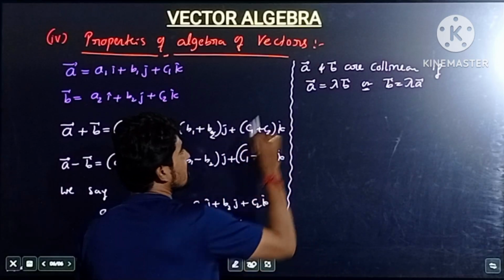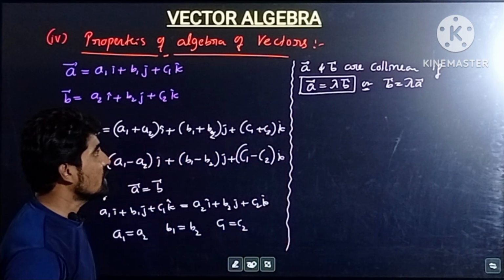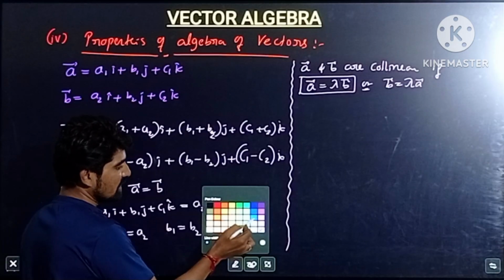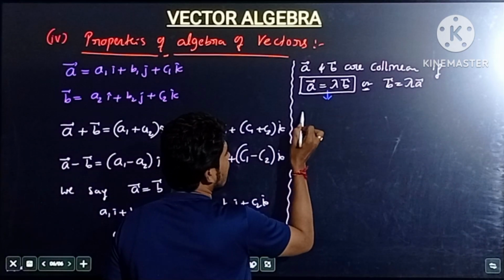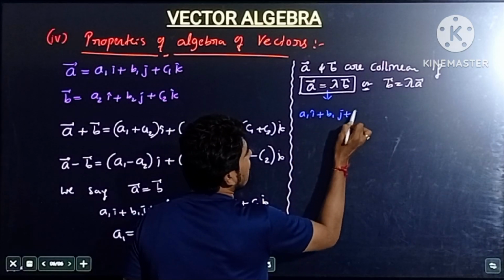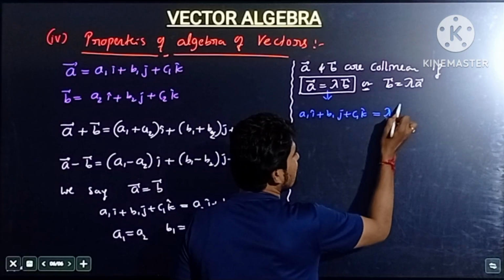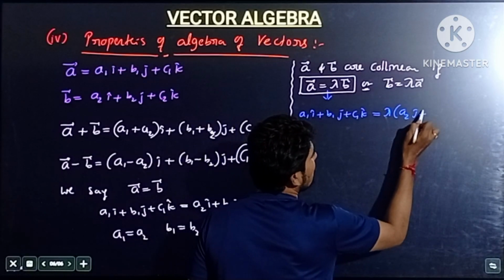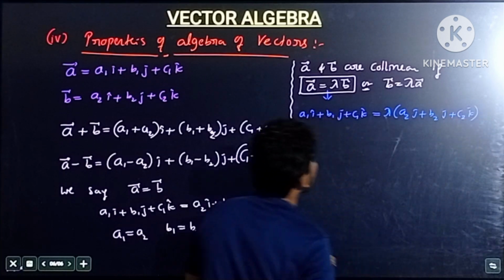if A vector is equal to lambda times B vector or B vector is equal to lambda times A vector. So let's suppose I am going to consider this first condition, A vector is equal to lambda times of B vector. So here the A vector is A1i plus B1j plus C1k equal to lambda times of B vector. B vector is A2i plus B2j plus C2k.